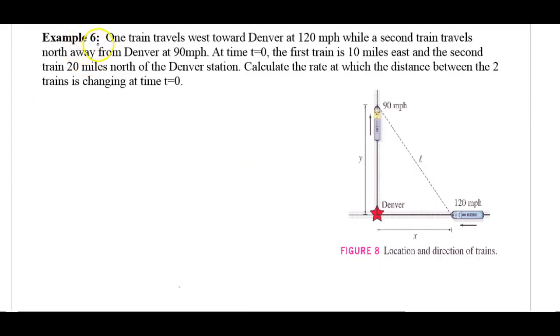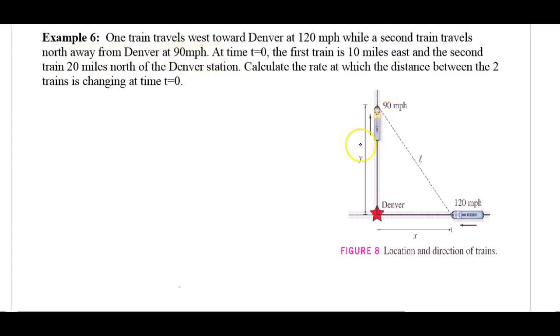All right, in this last example, example 6, there's a very similar problem on a previous AP exam where instead of trains, we're dealing with ships. But this one, we have one train traveling west toward Denver at 120 miles per hour, while a second train travels north away from Denver at 90 miles per hour.